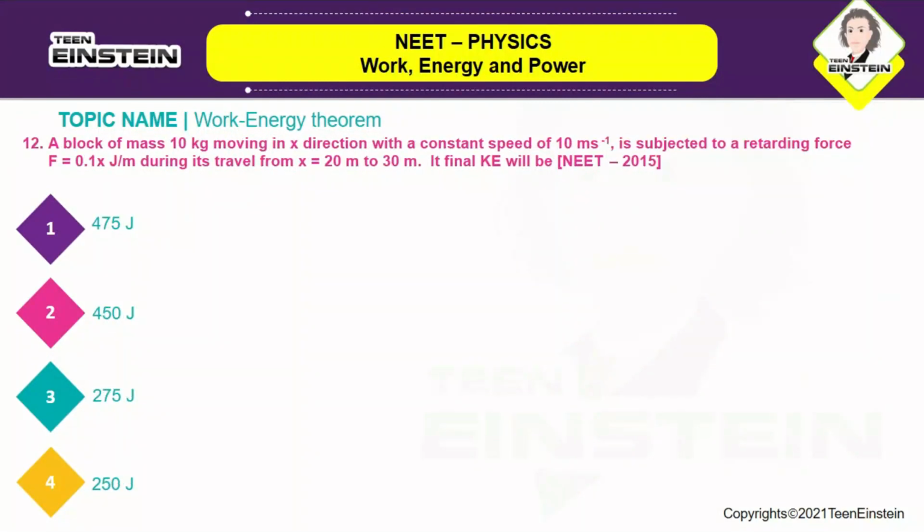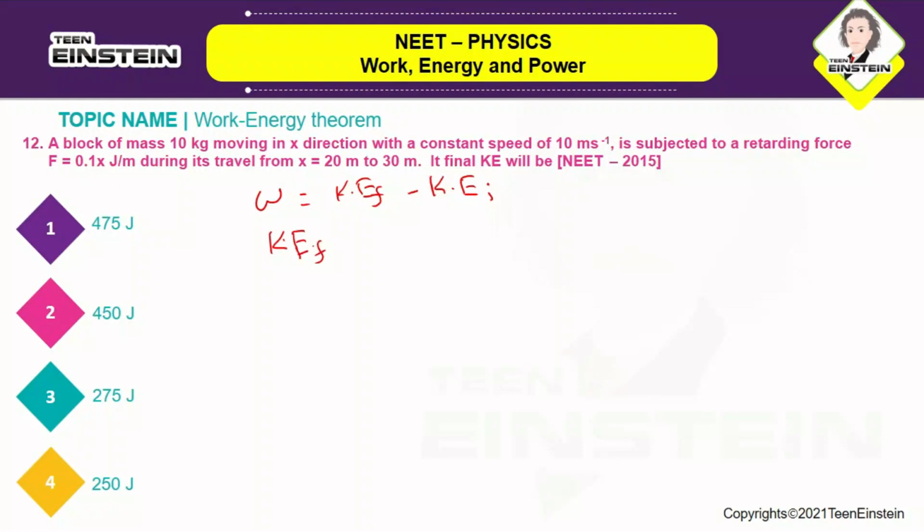Okay, so we'll move on with the next question. A block of mass 10 kg moving in x direction with a constant speed of 10 meter per second is subjected to a retarding force F is equal to 0.1 x joule per meter. During its travel from x equal to 20 meter to 30 meters, what will be its final kinetic energy? So they want us to find out the final kinetic energy.